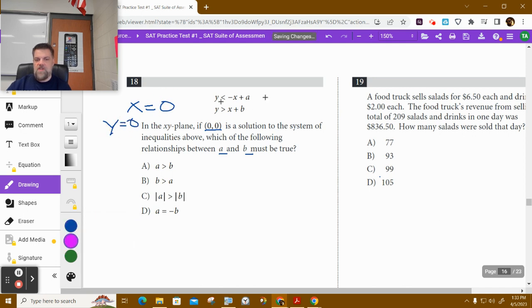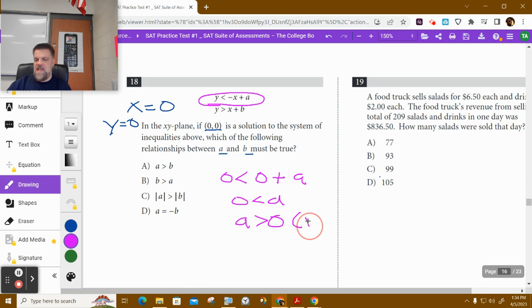So what I'm going to have to do is take this first inequality and say 0 is less than 0 plus a. Now, when I subtract 0 and all that stuff, I get 0 is less than a, or a is greater than 0, which means a is positive. Anytime a number is greater than 0, it has to be positive.